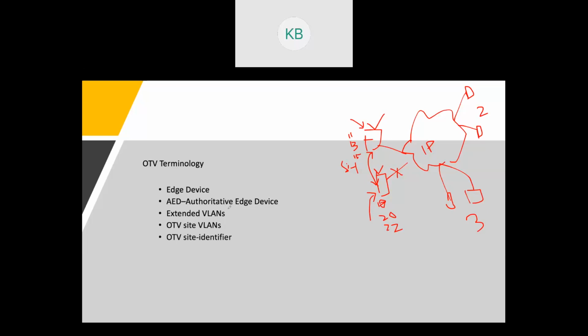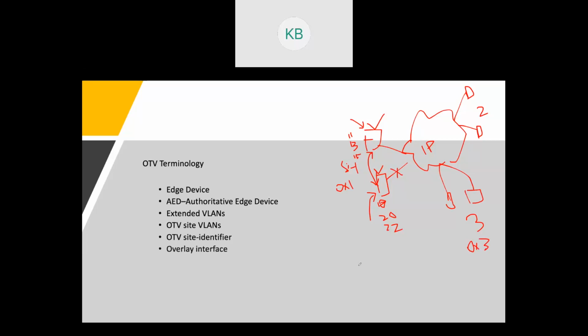Next is the OTV site identifier. Each site in the OTV fabric needs to have a unique identifier. For site 1, maybe the number could be 0x1. You can give any number you want. For site 2, it could be 0x2. And for site 3, it could be 0x3. Whatever number you give them, they have to be unique and should not be duplicated across sites.